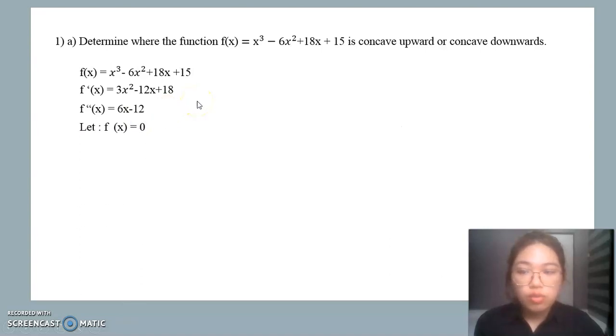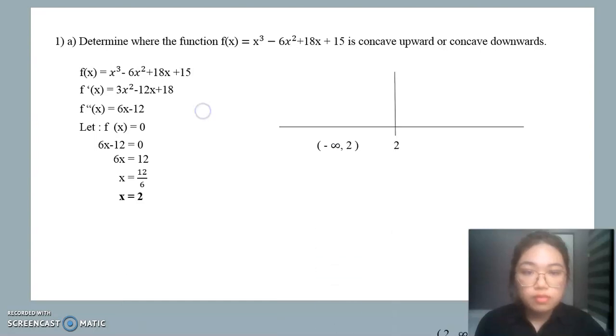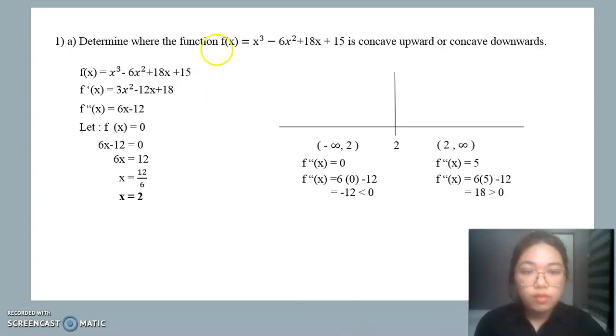Then we need to set f''(x) equal to 0 in order to find the critical point. We solve 6x minus 12 equal to 0, then 6x equal to 12, and x equal to 2. So 2 will be the critical point, and then we get two intervals, which are negative infinity to 2, and 2 to infinity. For the interval negative infinity to 2, we need to choose a number within this range.